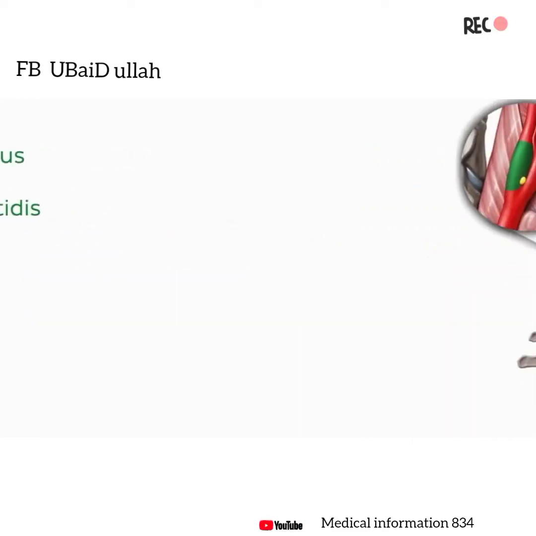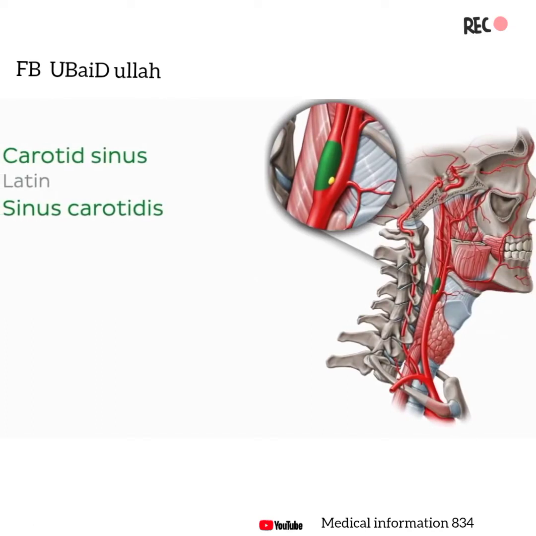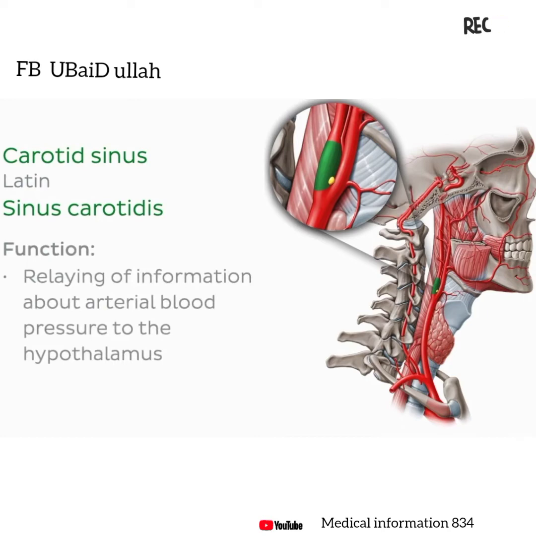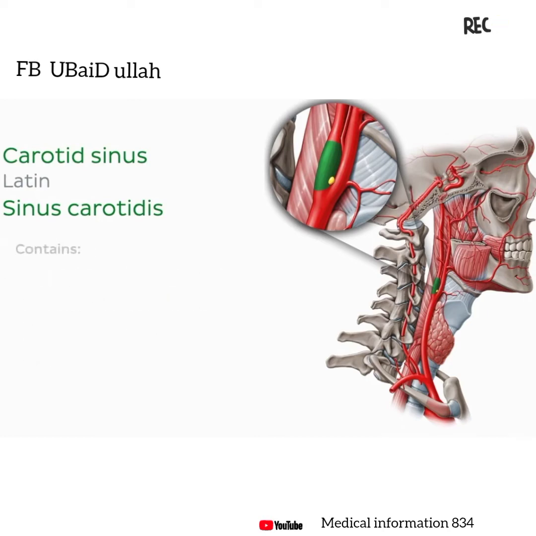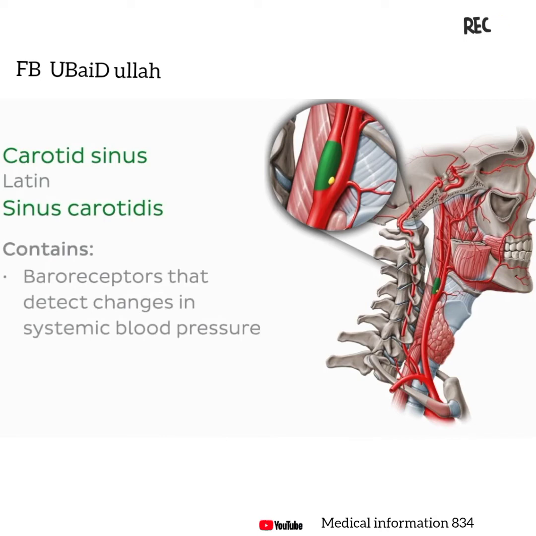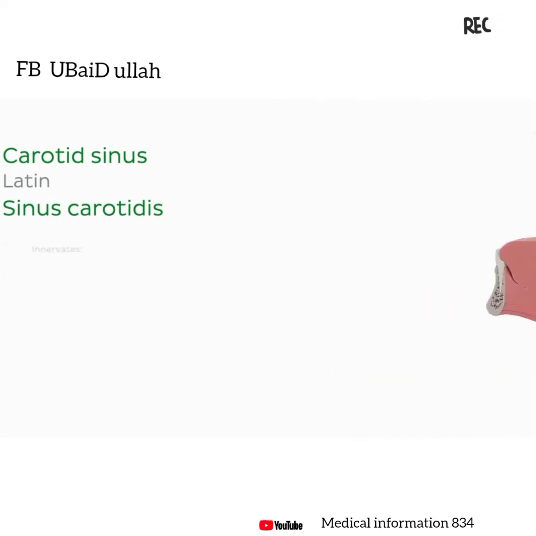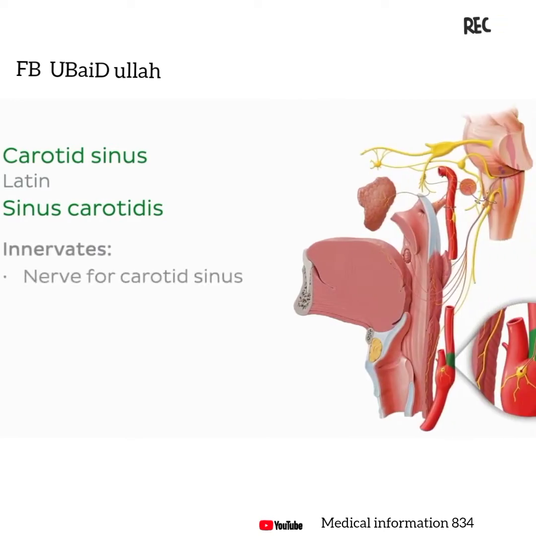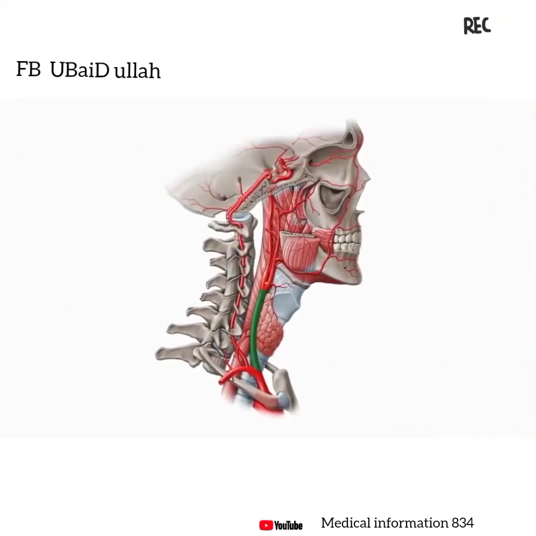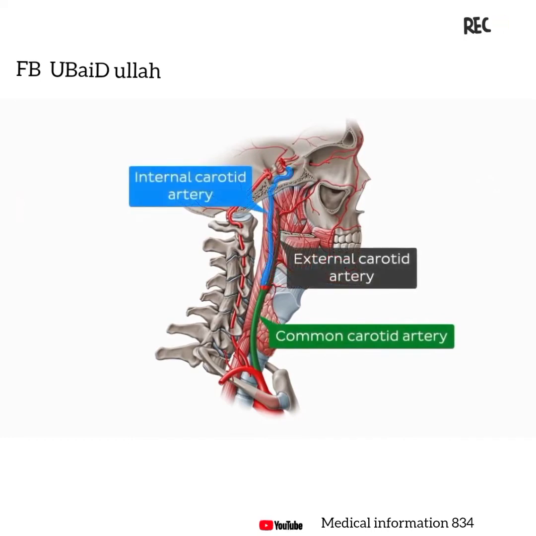The carotid sinus is a dilation situated at the base of the internal carotid artery, just above the carotid bifurcation. It is an important structure which is involved in the relaying of information about arterial blood pressure to the hypothalamus. It contains baroreceptors, which are mechanoreceptors that detect changes in systemic blood pressure. And it is innervated by the nerve for the carotid sinus, known as Hering's nerve, which is a branch of the glossopharyngeal nerve. As we saw, the common carotid bifurcates into 2 branches.